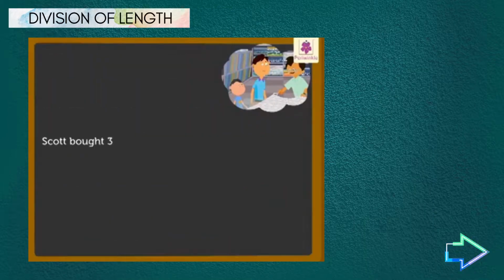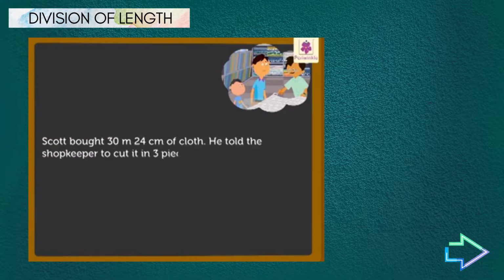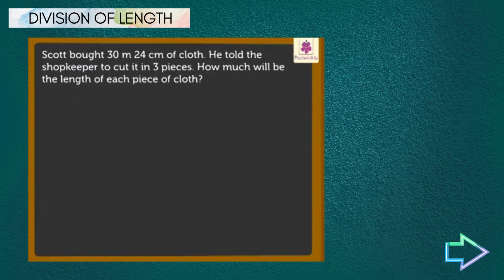Scott bought 30 meters 24 centimeters of cloth. He told the shopkeeper to cut it in 3 pieces. How much will be the length of each piece of cloth? Here, we would first carry out the division of meters and then centimeters. So, let's divide 30 meters 24 centimeters by 3 to get the answer.